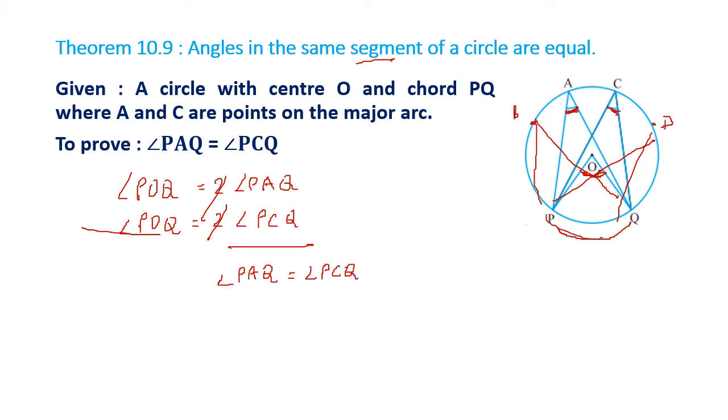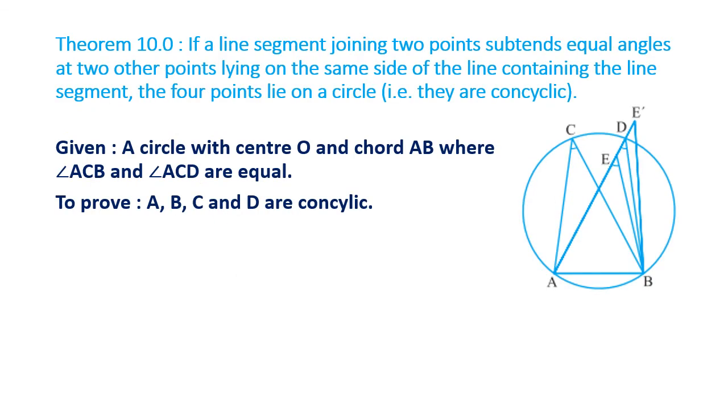Means this arc PQ will make the same angle. So if you take PBQ, if you take PAQ, if you take PCQ, if you take PDQ, because they are made in the same segment or the same arc, all the angles will be equal. Similarly, all the angles made in the major arc also will be equal. So this is a very, very easy theorem that the angles made in the same arc are equal.